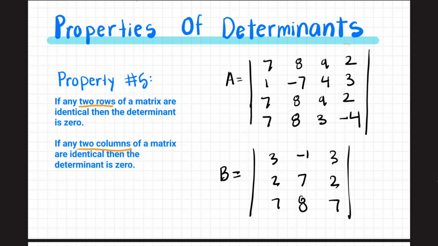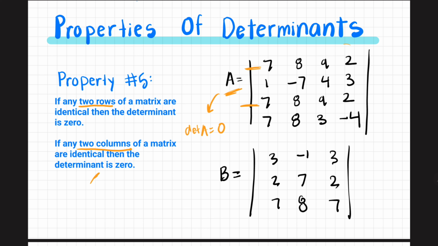Property number 5: if any 2 rows of a matrix are identical, then the determinant is 0. So let us take a look at this one. We see that the first row and the third row are identical. So that's pretty easy. The determinant of that would just be 0. And that is so much more helpful than calculating the determinant of a 4 by 4 matrix. Because if you had a 10 by 10 matrix and you saw that these 2 rows are exactly the same elements at the exact same spots, then you automatically know that the determinant is 0.